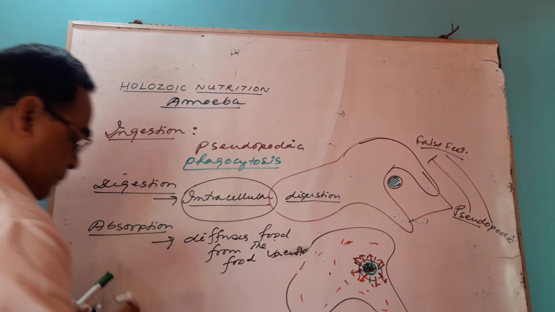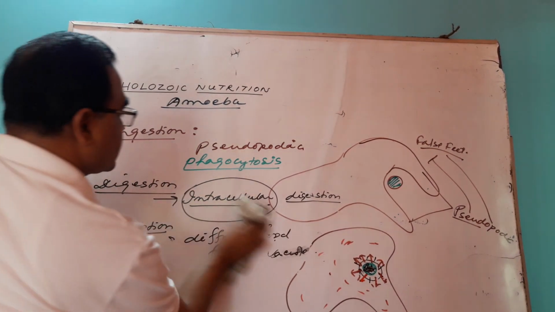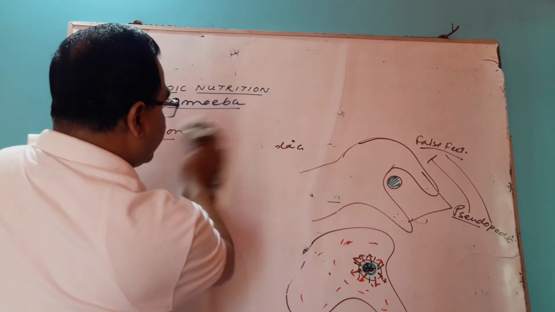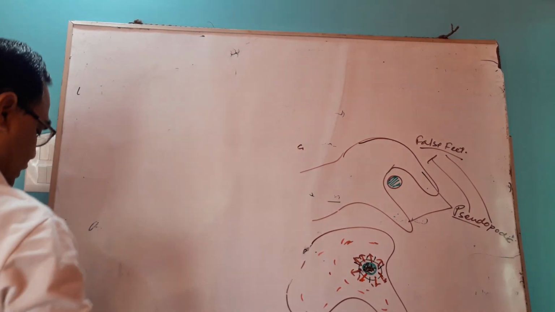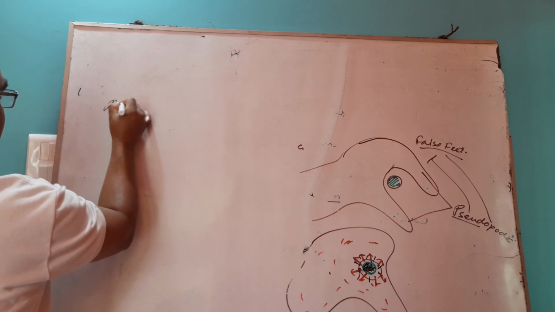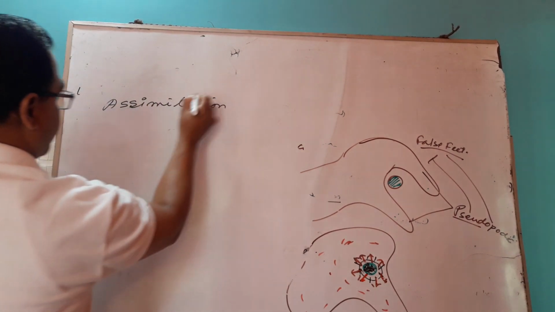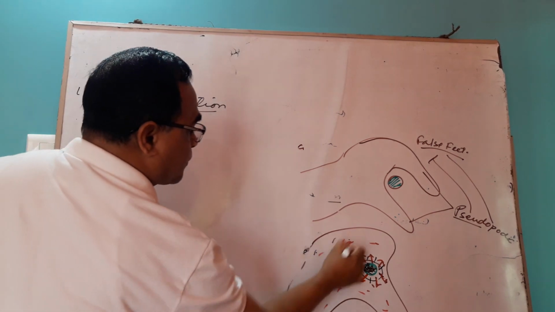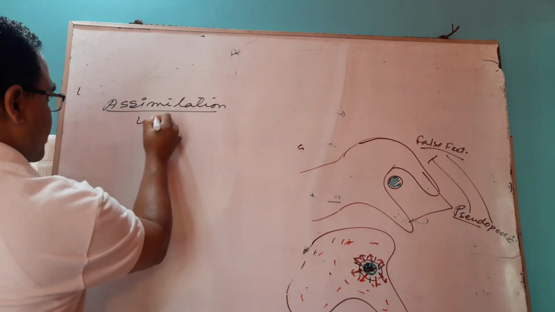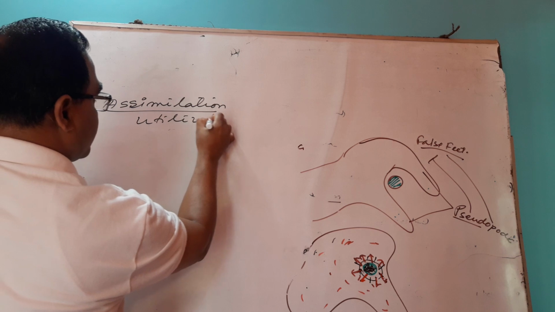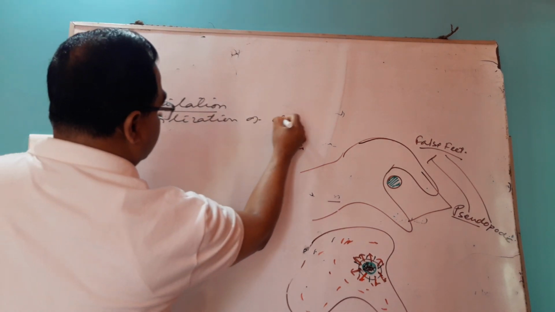Okay, what is the next part? Next part is assimilation. What happens in assimilation? Once the food diffuses out into the cytoplasm, assimilation means utilization of digested food. We know it.